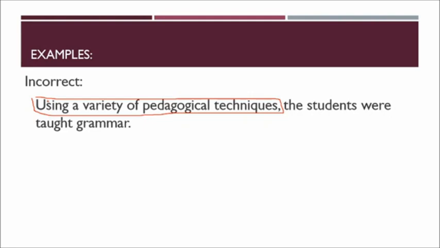There is something that is absent in the sentence, and that absent is the doer. So technically, you will ask, who is using a variety of pedagogical techniques? It is not stated in the sentence, so that makes the sentence incorrect.